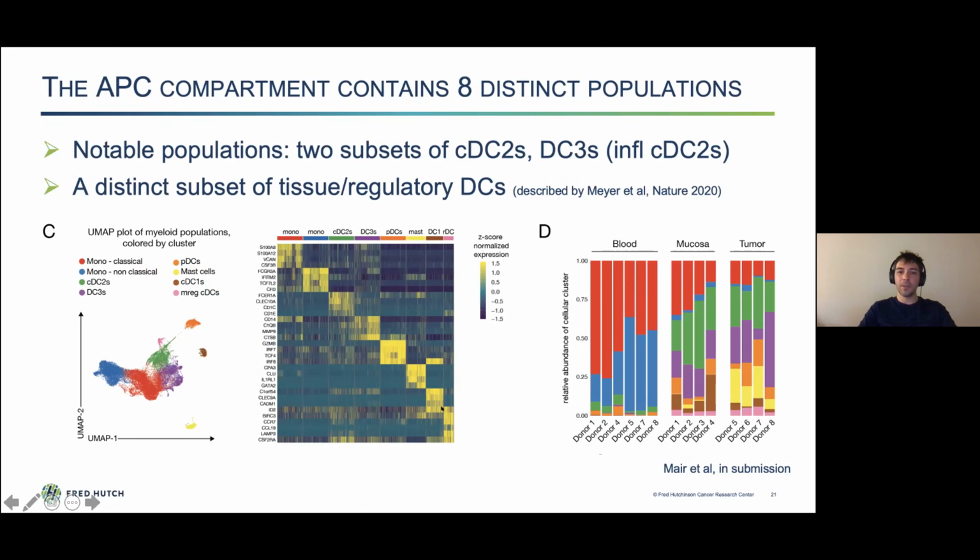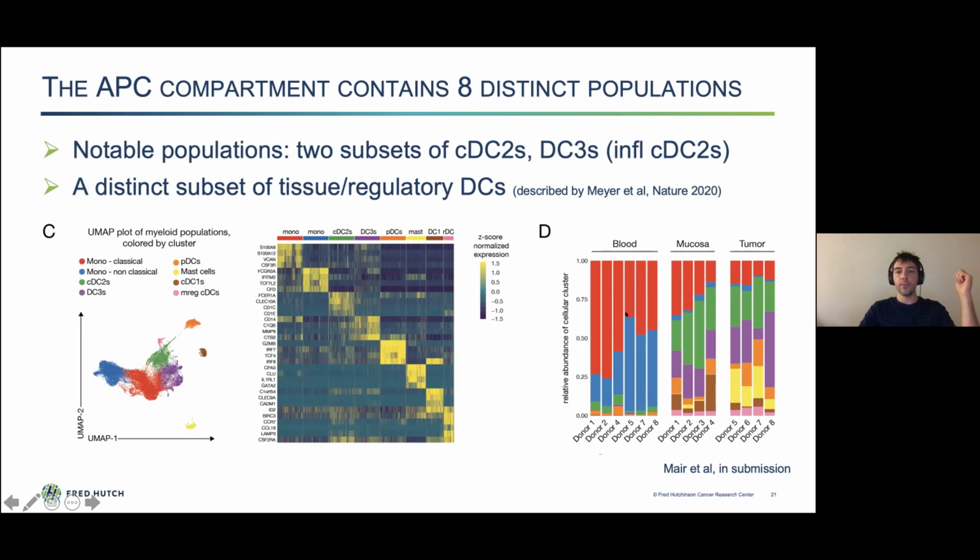This is a pretty interesting and unique subset of DCs that is only found in tissues and is marked by high expression of co-stimulatory molecules and certain chemokines, like for example CCL19, as you can see over here. So first, we wanted to make sure that the clusters that we identified were distributed across all the different donors that we had.